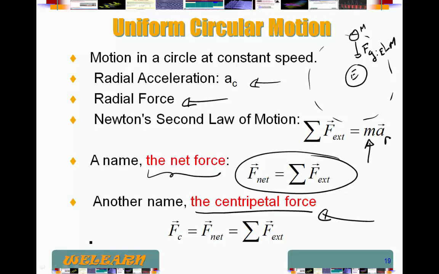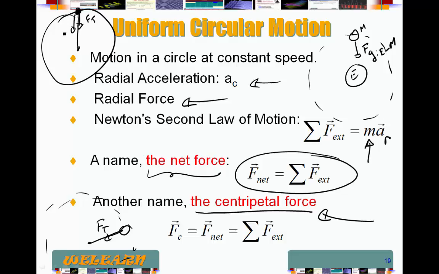In other cases, for example, if I'm tying a mass to a string and whirling it around, let's say in a horizontal circle, then the centripetal force is going to be due to the tension of the string, if it is a horizontal circle. Now, if it is a vertical circle, the centripetal force here on top is going to be the combination of the tension of the string and the gravitational force.